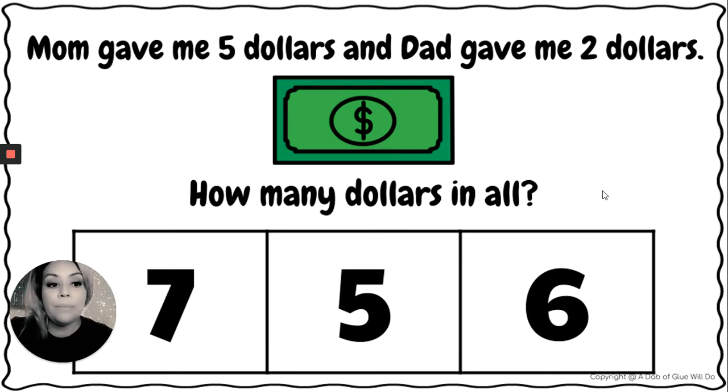Now let's break it apart starting with the whole number. What's the whole number? That's right, 7. Say the addition sentence starting with the whole number. 7 equals 5 plus 2. Write it.